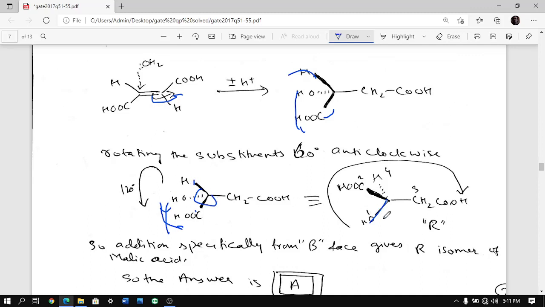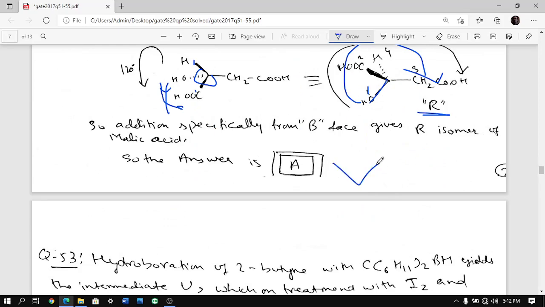And now you have to give the configuration. So of course oxygen gets first preference, priority we are giving. Second preference goes to COOH, third to this, and fourth to hydrogen. So it is going 1, 2 and 3, so it is R. The lowest priority is away from the viewer, so we write exactly what it is. So we get R. So the answer is A.